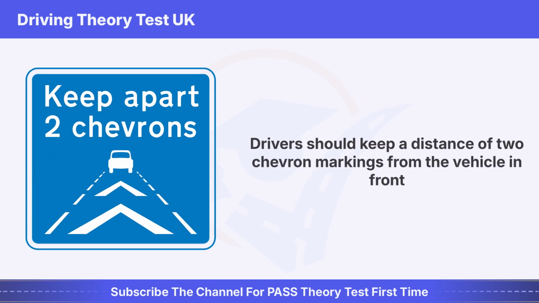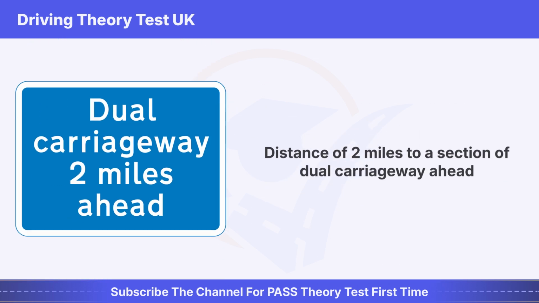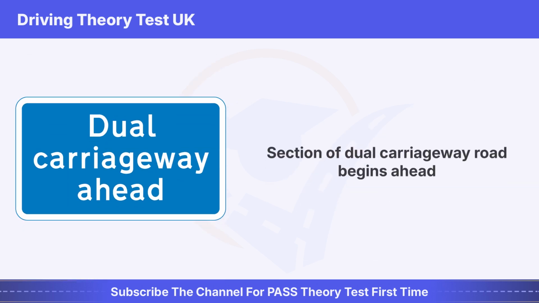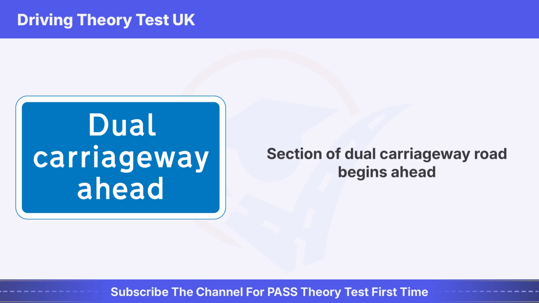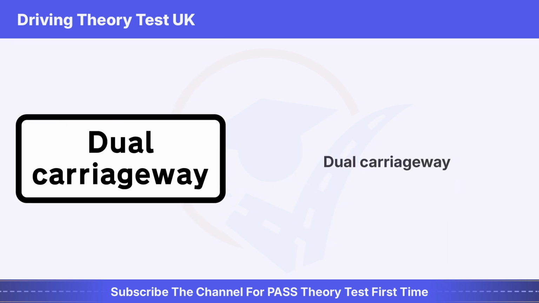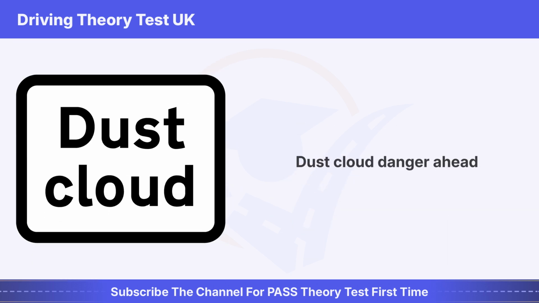Drivers should keep a distance of 2 chevron markings from the vehicle in front. Distance of 2 miles to a section of dual carriageway ahead. Section of dual carriageway road begins ahead. Distance of half a mile of dual carriageway road extends ahead. Dual carriageway. Dust cloud danger ahead.